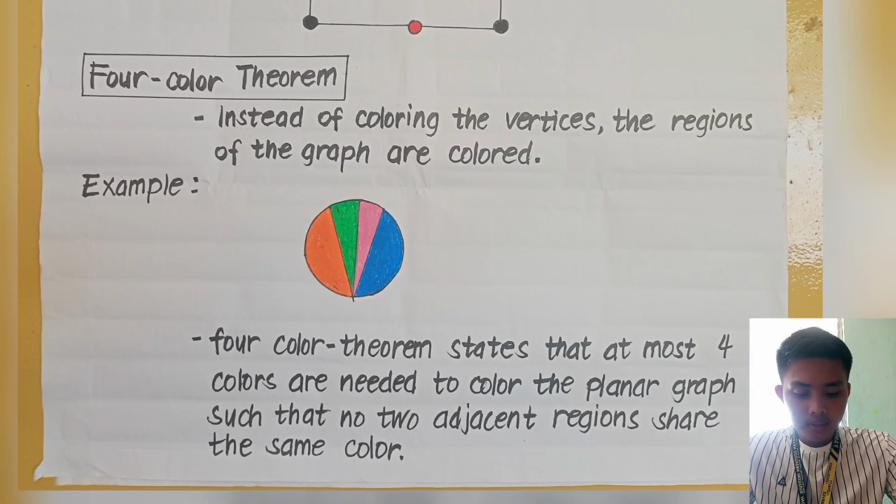Another theorem is used to color graphs. This is known as the four-color theorem. Instead of coloring the vertices, the regions of the graph are colored. The four-color theorem states that at most four colors are needed to color a planar graph, such that no adjacent regions share the same color.